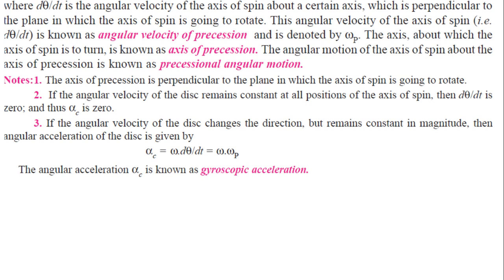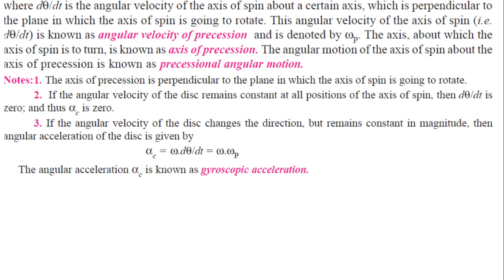Now in this, d theta by dt is nothing but the angular velocity of the axis of spin about a certain axis, which is perpendicular to the plane in which the axis of spin is going to rotate. So for this axis of spin, you get the angular velocity d theta by dt. That is nothing but the angular velocity of precession, denoted by omega p, and the axis about which the axis of spin is going to turn is known as the axis of precession. So the angular motion of the axis of spin about the axis of precession is known as the precession angular motion. So omega p is the precession angular velocity.